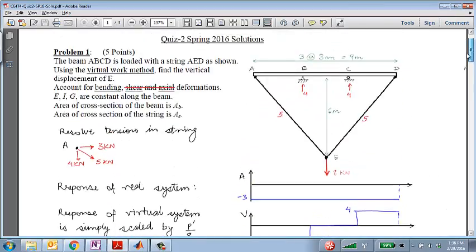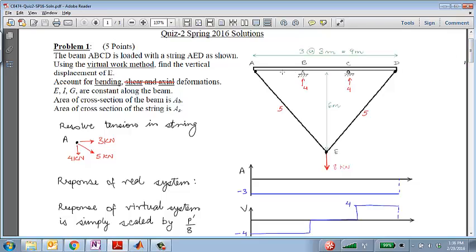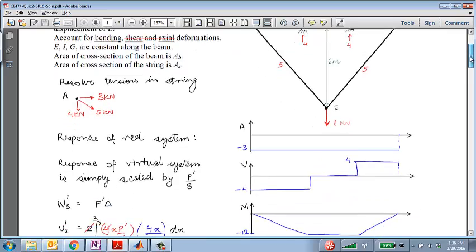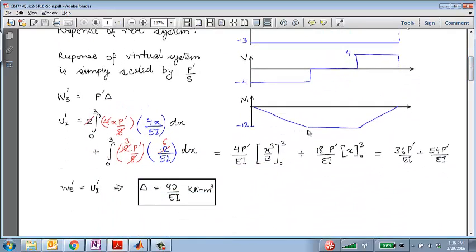In this problem, the only thing that you needed to account for was the bending of this beam. I said that the shear you do not need to account for. The bending moment diagram should have been like this with -12. And if you scale that with P divided by 8, then you would get 3/2 P prime.